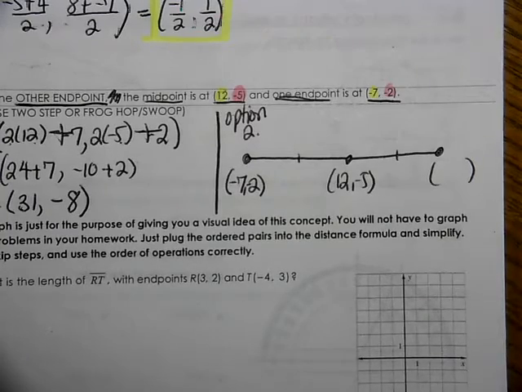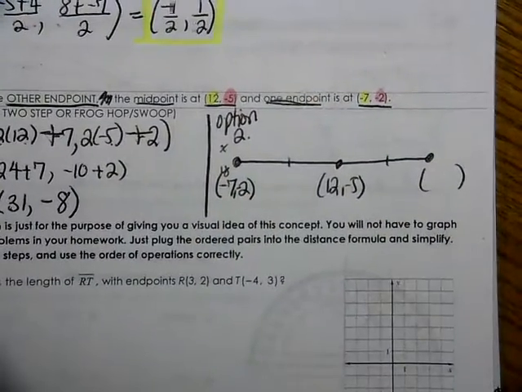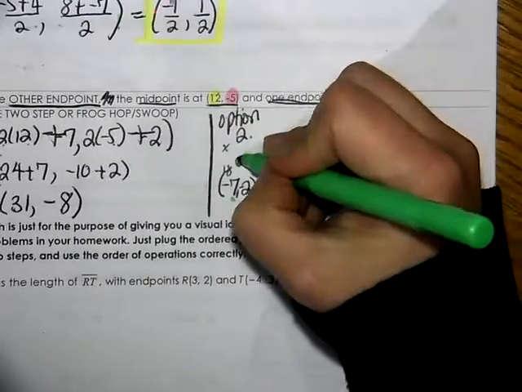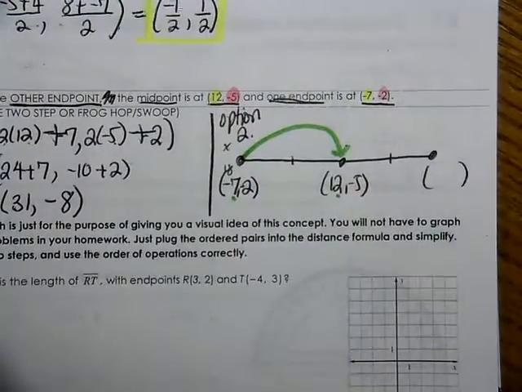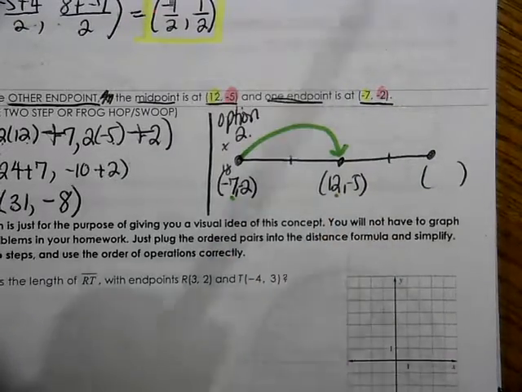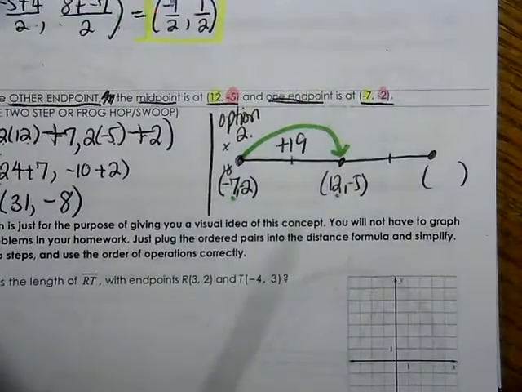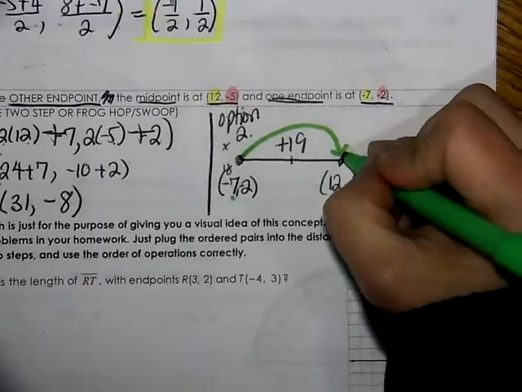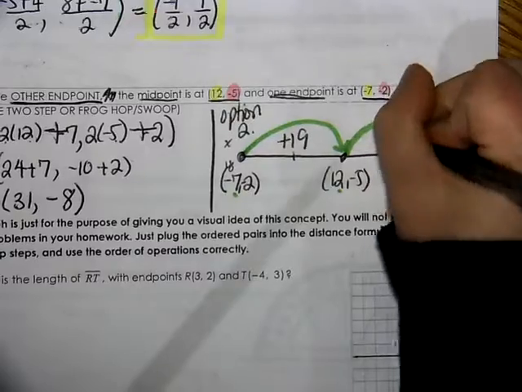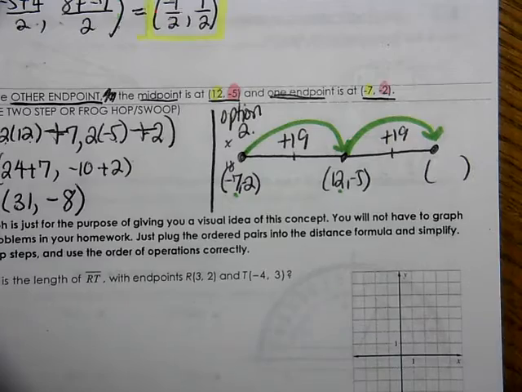All right, so this is where we are going to be working with our x values up top and our y values down below. And we have to ask ourselves the question, how do you go from negative 7 to 12? Well, to go from negative 7 to 12, that's going to be 7 plus 12, which is 19. We're going to add 19. So now, what is 12 plus 19? Well, that's going to be equal to 31.